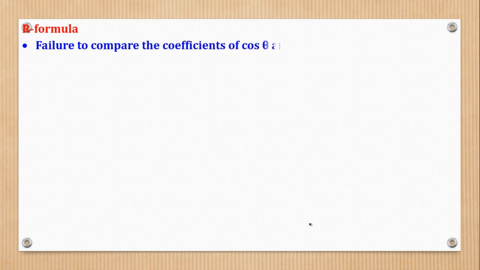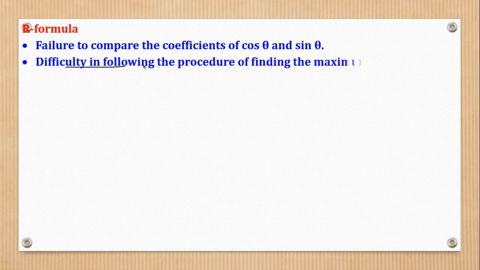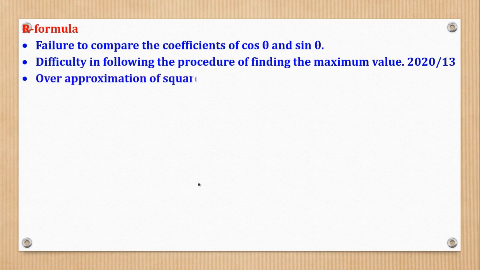For the R formula, the challenge is failure to compare coefficients of cos theta and sine theta correctly, and difficulty in following the procedure for maximum value. You should look at this here. Sometimes they can want you to get the maximum value and the angle for which the maximum occurs, or the minimum value and the angle for which the minimum occurs. So you have to follow the correct procedure.